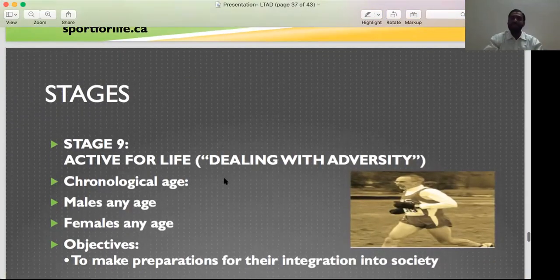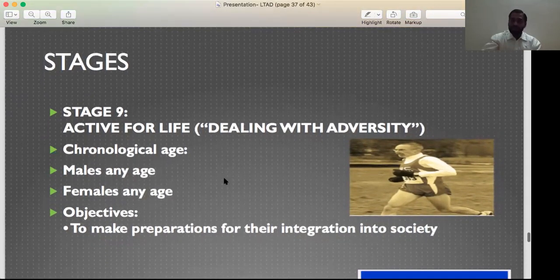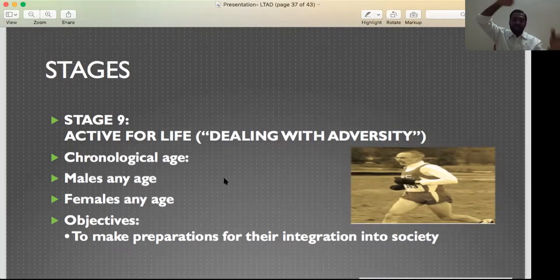And then most importantly, stage 9, it is active for life. Now this needs to be understood. This could be either for an athlete who goes on to play for 30, 35, 40 odd years, and then the integration of the athlete into the society happens.